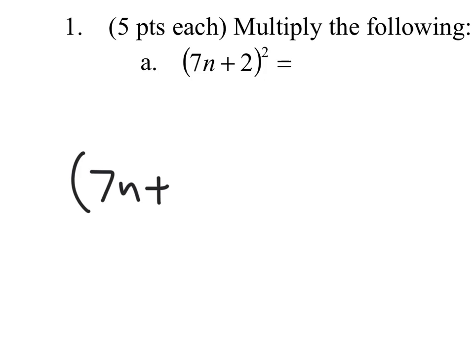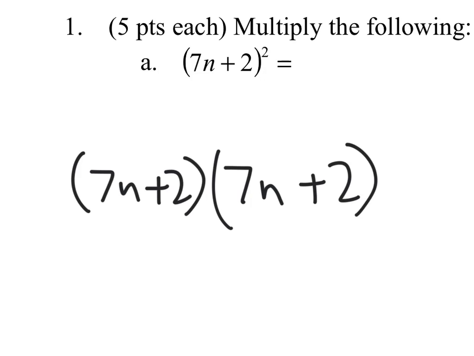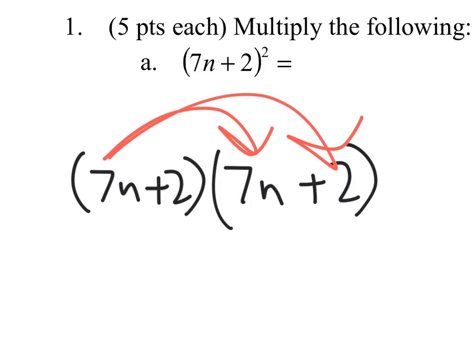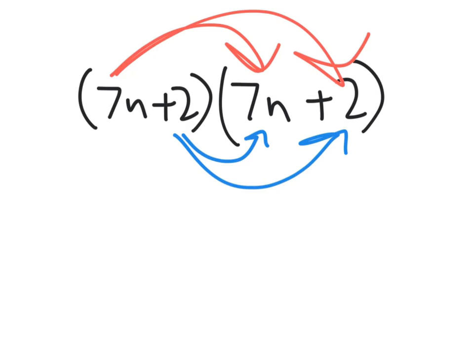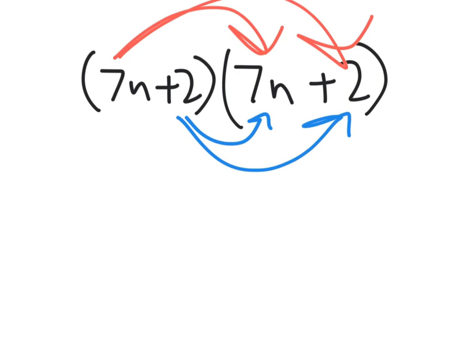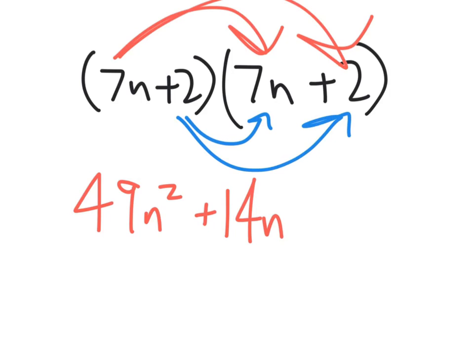Open parentheses, 7n plus 2, close parentheses, open again, and we're going to be writing the same thing, 7n plus 2, great. So now we're going to need to multiply by foiling, and we remember that means first, outer, inner, last. Great. So what exactly does that look like? Well, I know that 7n times 7n is going to give us 49n squared, and then 7n times 2 is going to give us 14n, and then again we're going to have to do at the bottom, 2 times 7n is going to give us once more 14n, and then finally 2 times 2 is going to give us positive 4.